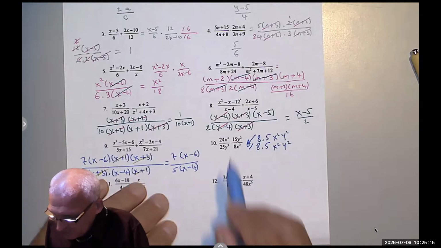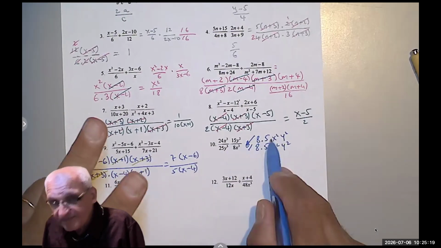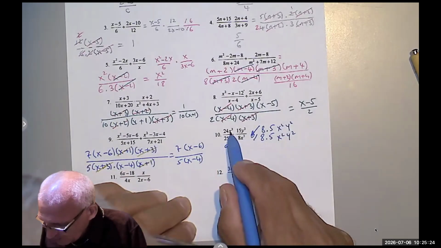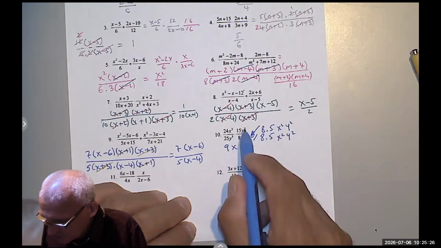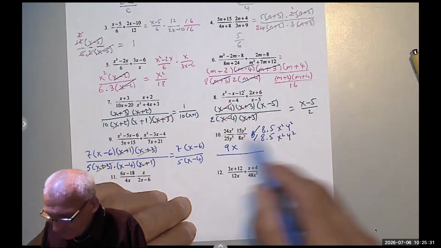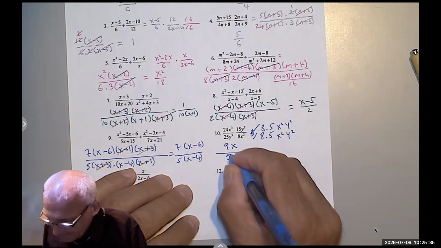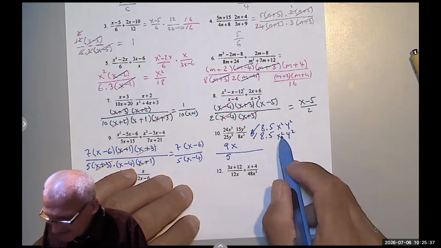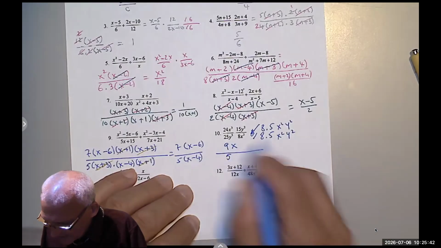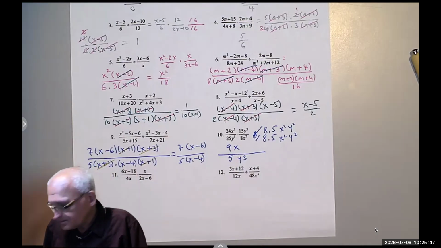What remains from the numerator? 24 over 8 is 3. 15 over 5 is another 3. So 3 times 3 is 9. x cubed over x squared is x. y squared over y squared is 1. 25 over 5 is 5, and 8 over 8 is 1, so I get 5. x squared over x squared cancels out. y to the 7th over y squared is y to the 5th. So 9x over 5y to the 5th.